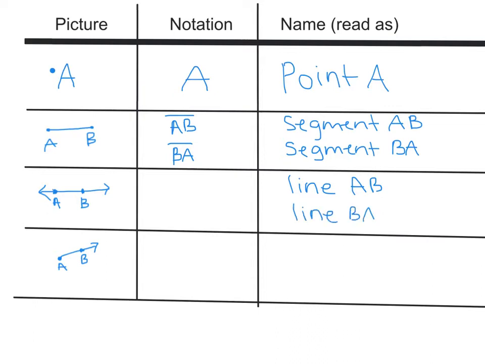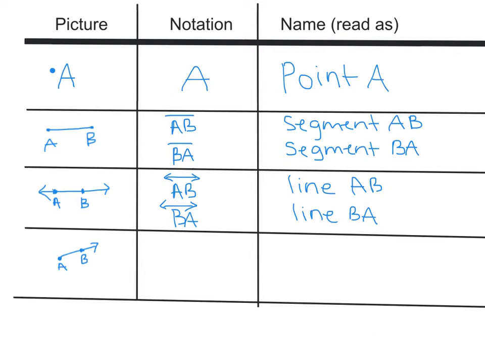So I know how to read it, but I have to know the notation that goes with it as well, because I don't always want to write the word line AB or line BA. I need to be able to see it like this with the arrows. Now this one you do have to put the arrows. Line AB or line BA. Your choice. Left to right, right to left does not matter.